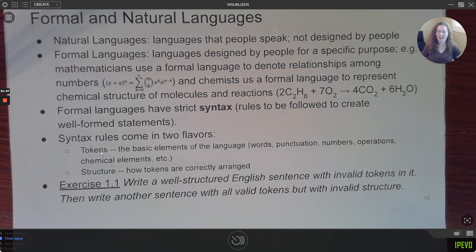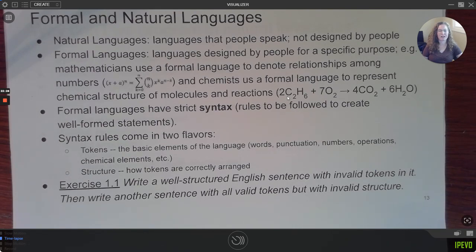Now there are actually two kinds of syntax errors or syntax rules that you can make. One of them is about tokens, and one of them is about structure. If you make an error in tokens, that's a syntax error. If you make an error in structure, that's also a syntax error. So tokens are all the basic elements that make up the language. In math, you can have symbols and you can have numbers. Those symbols can be operators or other things. Those are all the tokens that are legal in math.